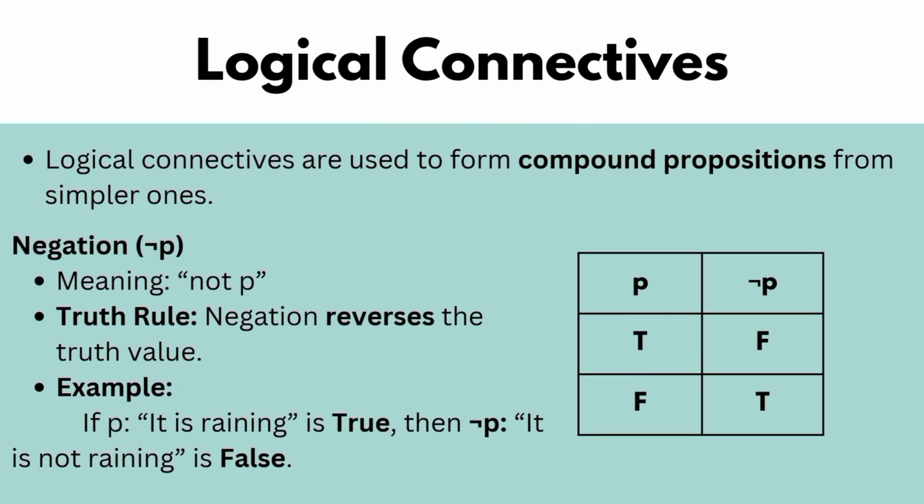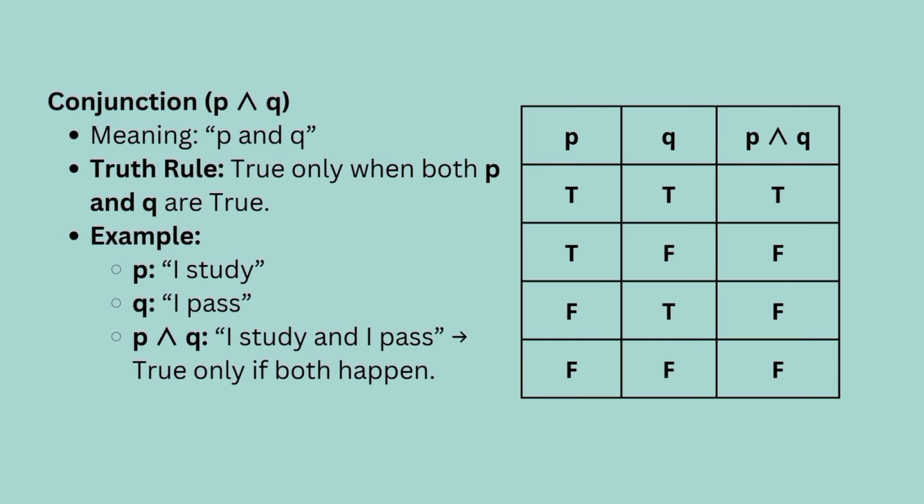Now let's talk about the first one, which is negation, meaning not P. Negation reverses the truth value. For example, if P equals "it is raining," then not P equals "it is not raining." Negation simply flips the truth value. If P is true, then not P is false, and if P is false, then not P is true. The second one is conjunction, meaning P and Q. It is true only when both P and Q are true.